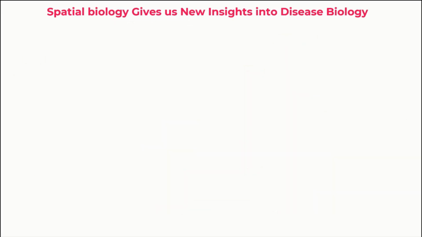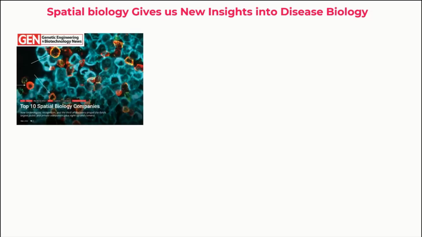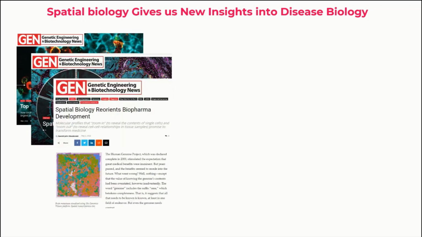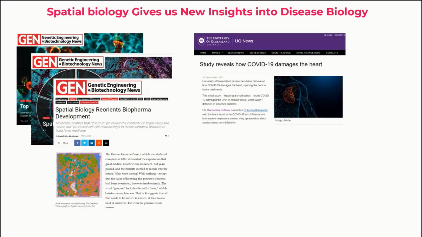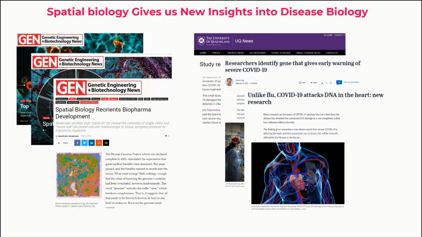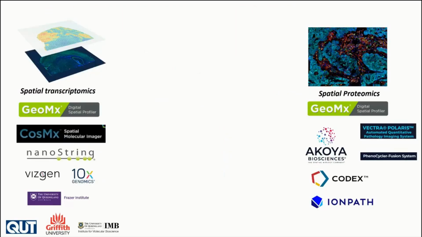And there was the Nature Method of the Year. So it's giving us deep insights into new biology. We've written a couple of pieces in GenEng Biotech: top 10 spatial biology companies, how spatial biology is redefining the multi-omics approach, how it's reorienting biopharma. And we've got a number of studies looking at the impact of COVID-19 on the heart, the lungs, the brain, and the placenta, studies which I won't go into, but it's really showcasing how we can use these novel techniques and apply them in pandemics and other spaces.